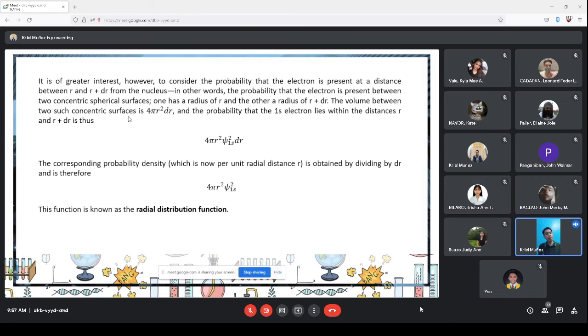So instead of 4 pi r cubed, we make it 4 pi r squared times the width, which is dr. Okay? And the probability that the 1s electron lies within the distances r and r plus dr is thus 4 pi r squared psi 1s squared times dr. The corresponding probability density, which is now per unit radial distance r, is obtained by dividing by dr, and is therefore 4 pi r squared psi squared. This function is known as the radial distribution function.